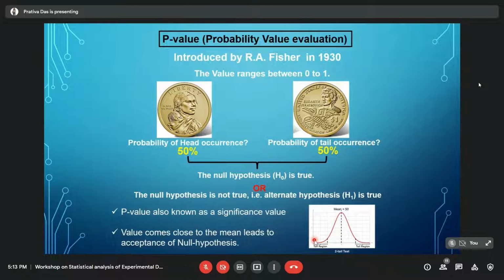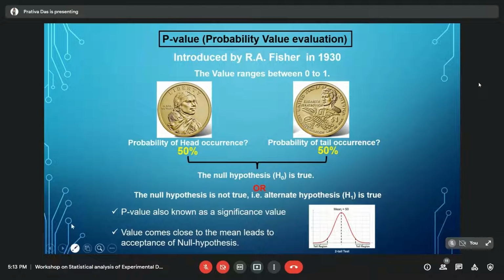Now, let's talk about this p-value more. It is also called the probability value. It was introduced by R.A. Fisher in 1930. The value usually ranges between 0 and 1. A value of 0 means there is a 0% chance that your null hypothesis is true. And if you get a value of 1, that means there is a 100% chance the null hypothesis is true.